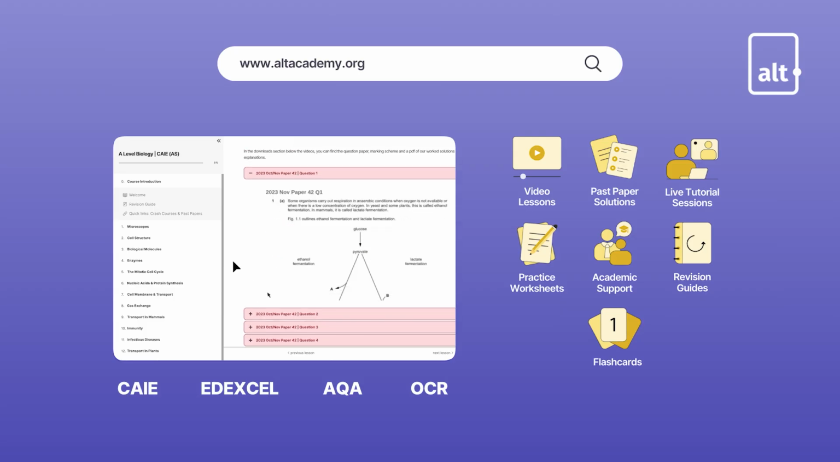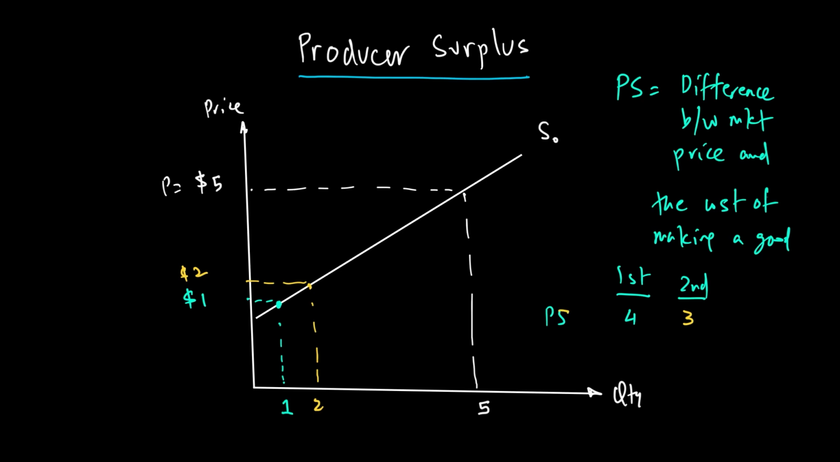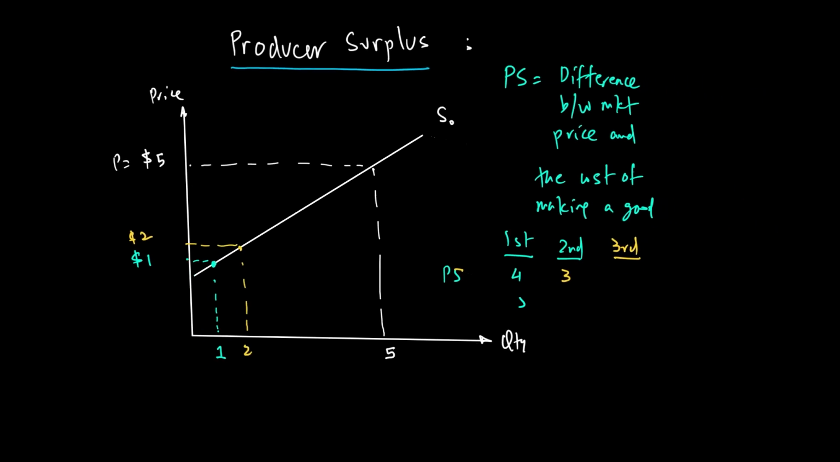Now, let's continue. This is what we call a marginal producer surplus, because I'm looking at each unit. So I'm looking at extra producer surplus. Similarly, for the third unit, my cost of making this good is $3. Fourth one, my cost is $4, and so on.